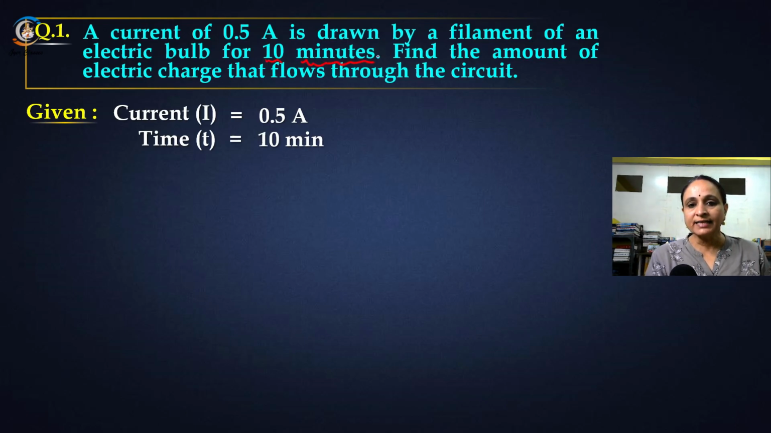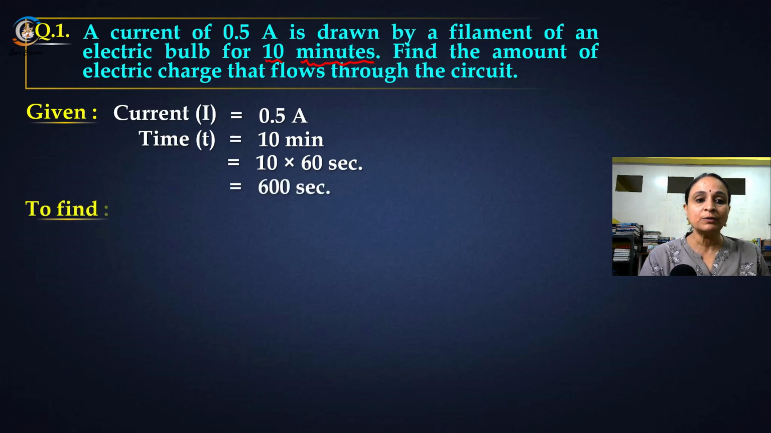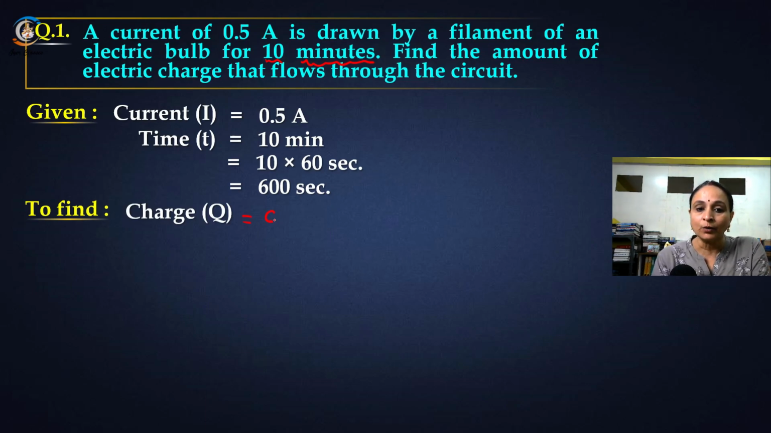Minutes is not the SI unit of time. So convert it first. So we know that 1 minute is equal to 60 seconds. So 10 minutes is equal to how much? That is 600 seconds. Okay. What are you supposed to calculate? You are supposed to calculate the charge. And we know by the formula, charge is equal to how much? It is equal to current multiplied by time.